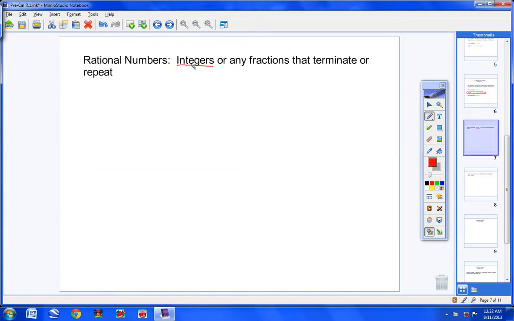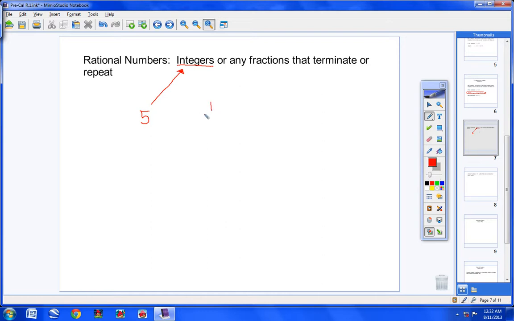They are integers or any fractions that terminate or repeat. All right, now let me give you some examples of this, okay? If I wrote down the number 5, you would know that is a rational number because 5 is an integer. It's very important you know what rational numbers are. Now please watch this and listen carefully.